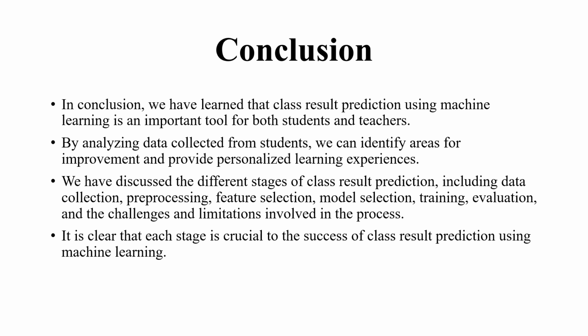Conclusion. In conclusion, we have learned that class result prediction using machine learning is important for both students and teachers. By analyzing data collected from students, we can identify areas for improvement and provide a personalized learning experience. We have discussed the different stages of class result prediction, including data collection, pre-processing, feature selection, model selection, training, evaluating, and the challenges and limitations involved in the process. It is clear that each stage is crucial to the success of class result prediction using machine learning.